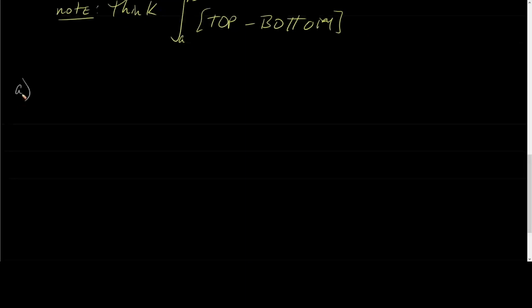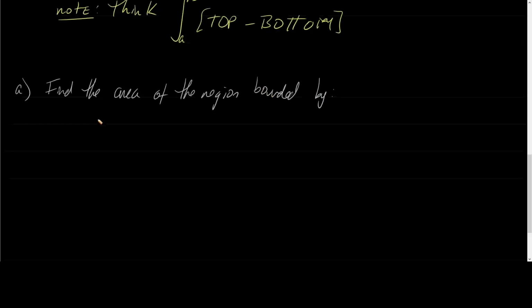Example A. So we're gonna say find the area of the region bounded by y equals 3x squared plus 7, y equals negative 2x, from x equals 1 to x equals 3.